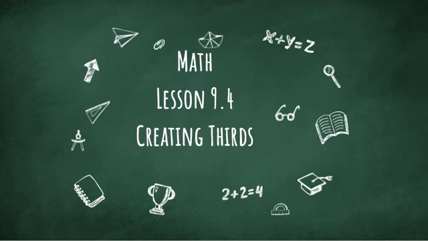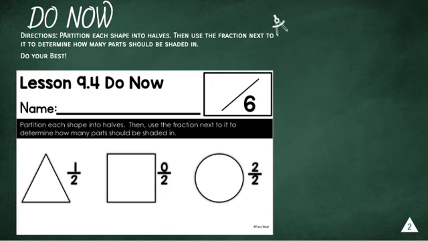This is lesson 9.4 on creating thirds. Let's start with our do now. Partition each shape into halves, then use the fraction next to it to determine how many parts should be shaded in. Do your best.